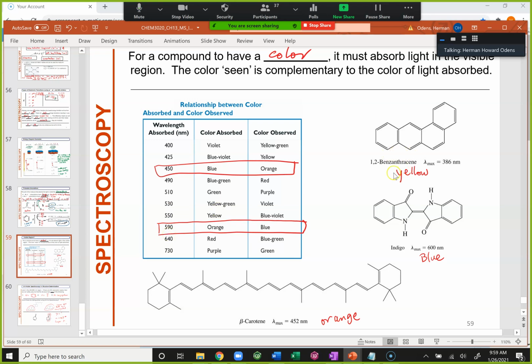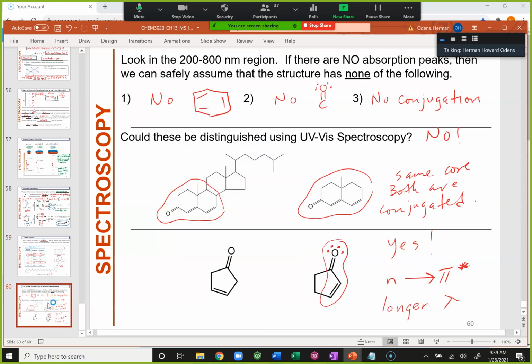And for 1,2-benzanthracene, the lambda max was 386. So it shows yellow. It could also well be in the realm of yellow-green because it's before 400 nanometers. All right, so this is what UV does. It's not as exciting as what we're going to see next.